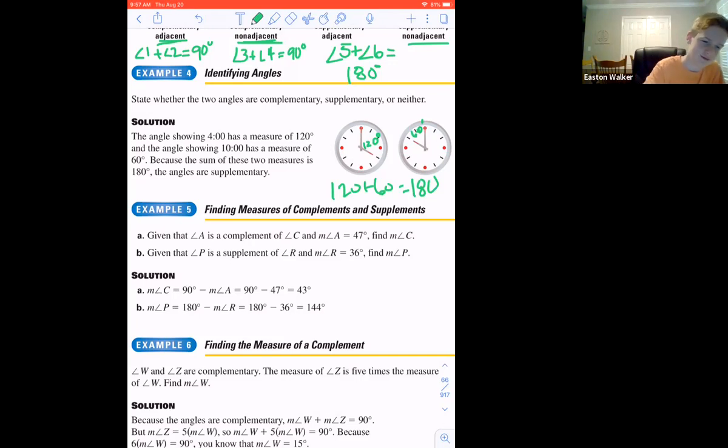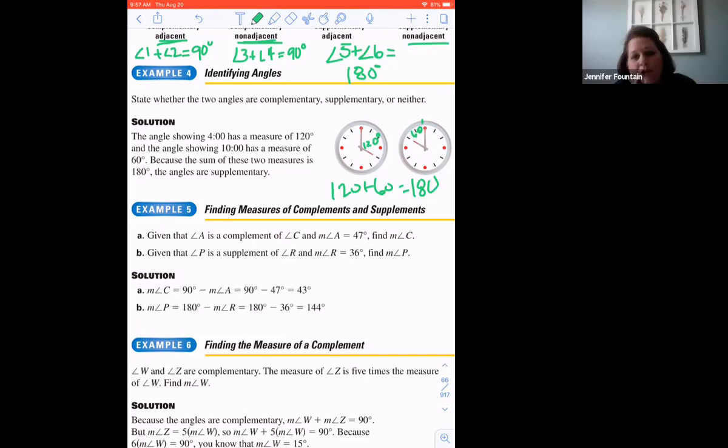Okay, so we just looked at the clock and saw that one angle measures 120 degrees and the other is 60 degrees. If I add 120 and 60, that's 180, so they are supplementary. Example 5 says, given that angle A is a complement, 90 degrees, of angle C, and angle A equals 47 degrees, find the measure of angle C. I use that 90 degrees and subtract the measure of angle A. So 90 minus 47 is 43 degrees. The complement would be 43 degrees.